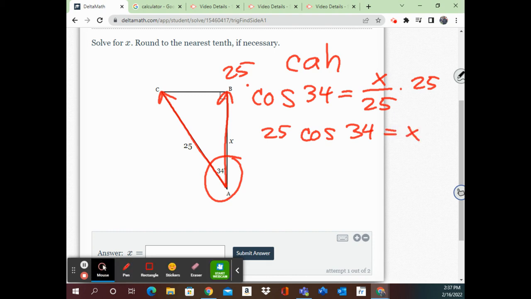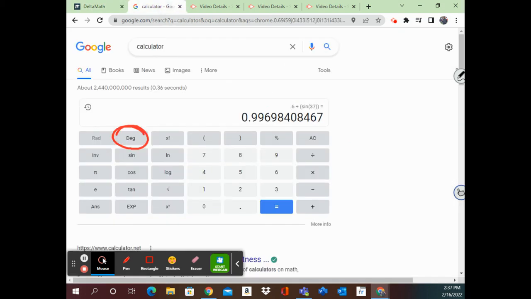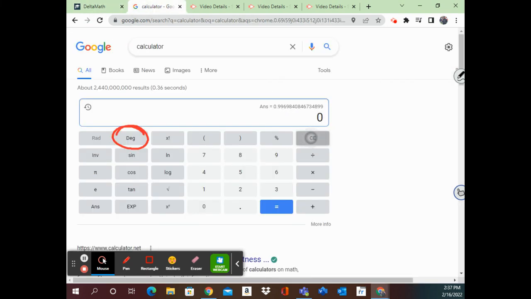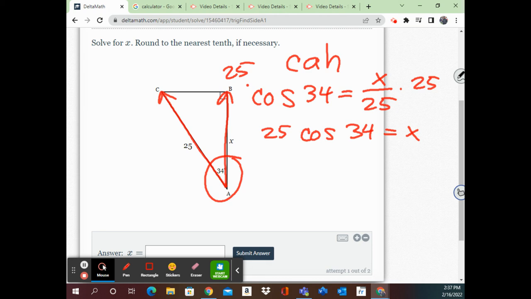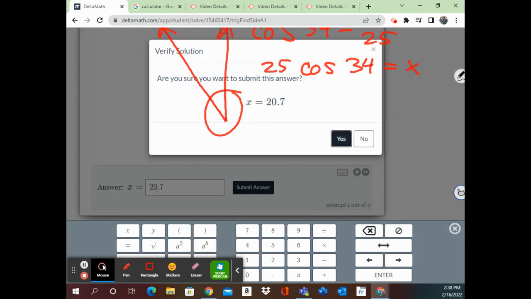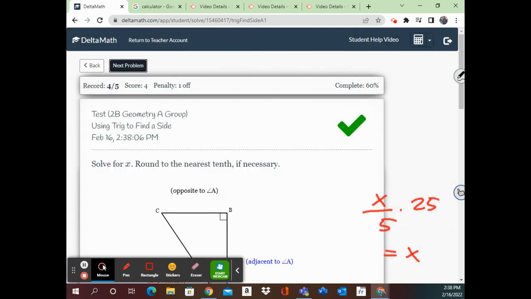So now we can, right here, right now, go into our calculator. 25 cosine 34. Again, make sure you're in degree mode, not radians. Hit enter, 20.7. So this particular answer here would be 20.7. Submit our answer, and we're good to go on this particular question, right?